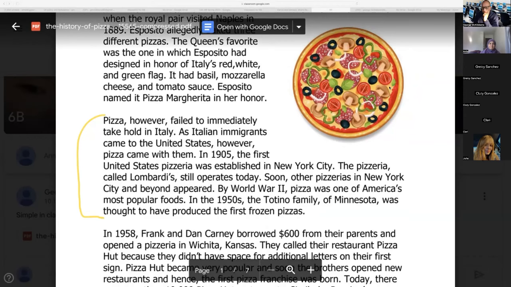Pizza, however, failed to immediately take hold in Italy. As Italian immigrants came to the United States, however, pizza came with them. In 1905, the first United States pizzeria was established in New York City. The pizzeria called Lombardi's still operates today. Soon, then, pizzerias in New York City and beyond operated. By World War II, pizza was one of America's most popular foods. In the 1950s, the Totino family of Minnesota was thought to have produced the first frozen pizzas.